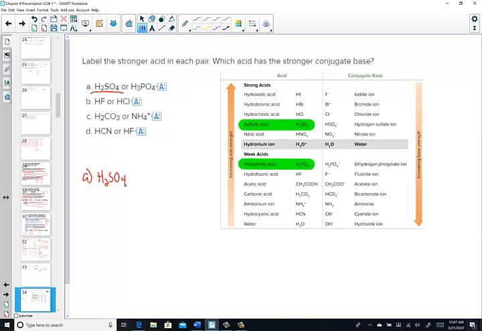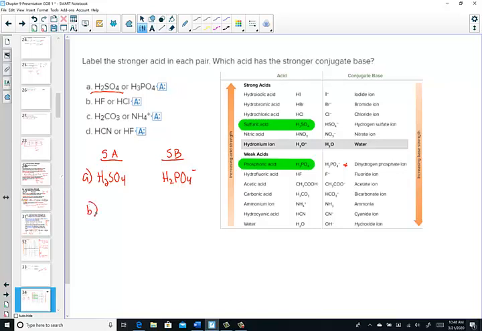But which one had the stronger base? And of course, that would be the one further down on the list on the right side. So I'm going to make a list. Stronger acid, stronger base. The conjugate H2PO4 negative is the stronger base as compared to HSO4 negative.